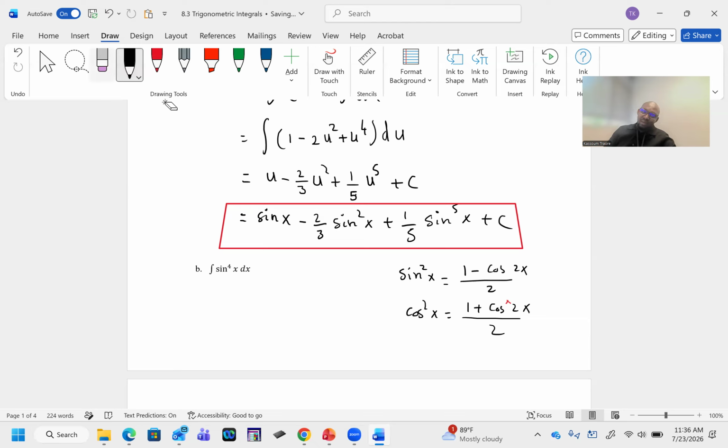So it's called the power reducing formula, or also half angle. That's what we have to use to get this one.